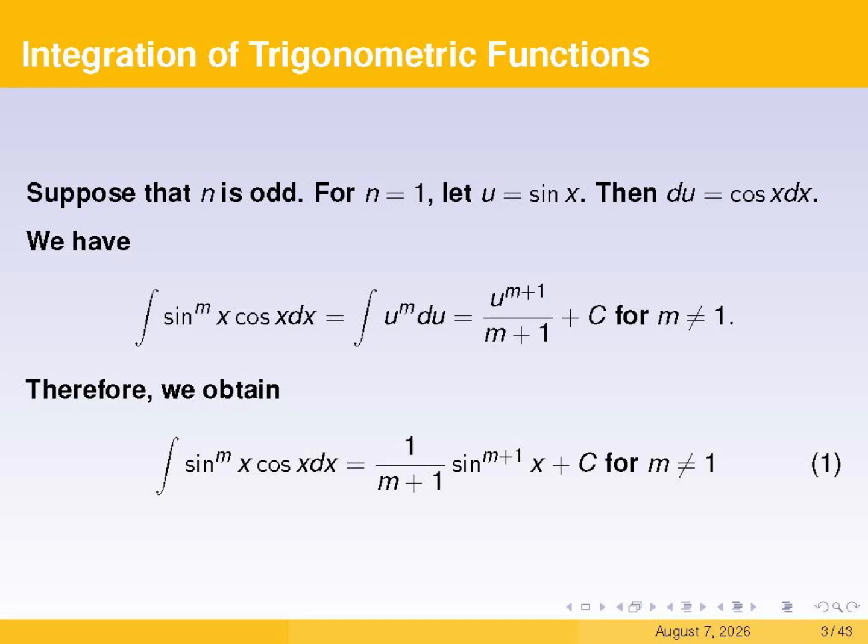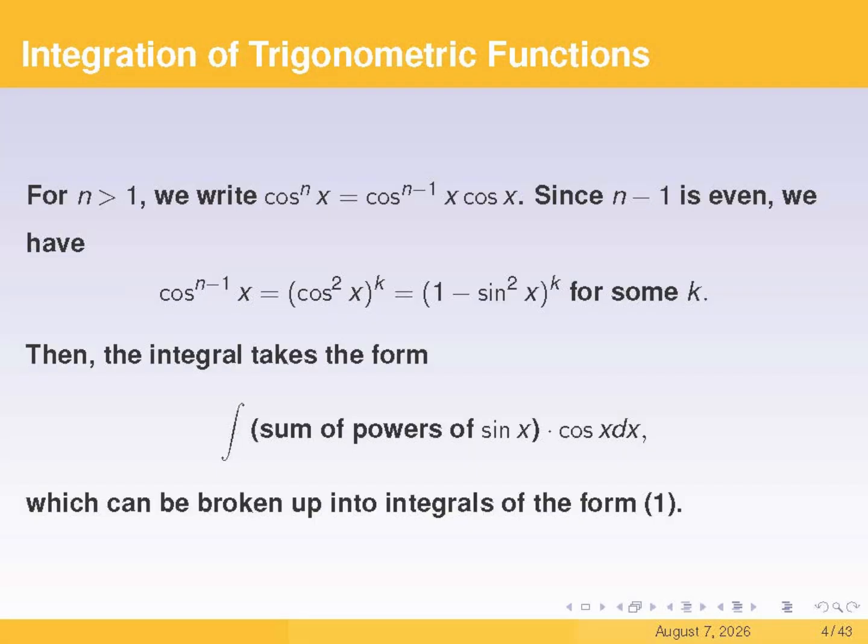on the last line. When n is greater than 1, we factor cosine x to the nth power into cosine x to the n minus 1th power times cosine x, as shown on line 1. At this point, the positive integer n minus 1 becomes even. Therefore, using cosine x squared equals 1 minus sine x squared, we can rewrite cosine x to the n minus 1th power as a function involving only powers of sine x, as displayed on line 3.